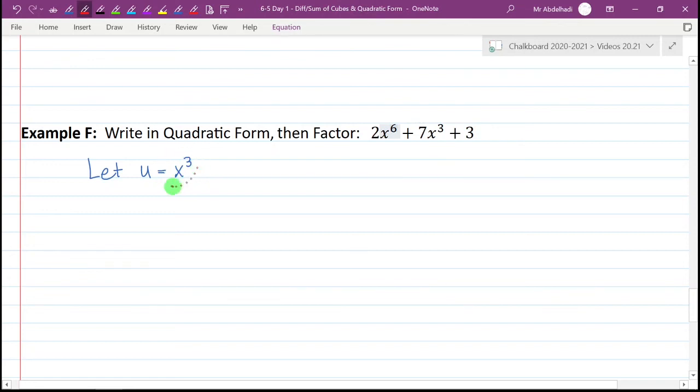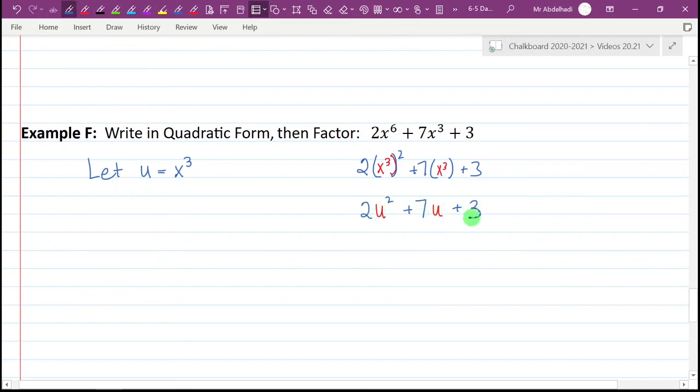Okay, so how do we do this now? Well, now that we know that let u equals x cubed, we realize that this is really 2x cubed squared, right? That's going to be x to the 6th, plus 7x cubed plus 3. So really that's just the u and that's just the u. So we get 2u squared plus 7u plus 3. And that is now written in quadratic form. Some of the homework questions will just be to do that, and some of them will be to write in quadratic form and then factor.